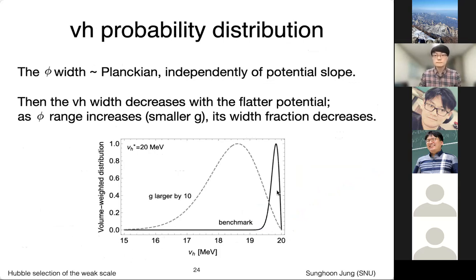This is one example of the final global field distribution, the global Higgs vev distribution. So it's indeed localized near the critical point. Most of the Hubble patches at the time of reheating will have a Higgs vev around 20 MeV, independent of the initial condition. Here, the width of phi is always Planckian, as I said, but the width of the Higgs vev is translated from this Planckian width by some model parameters, and it can be very narrow or somewhat broad depending on some parameter called G.